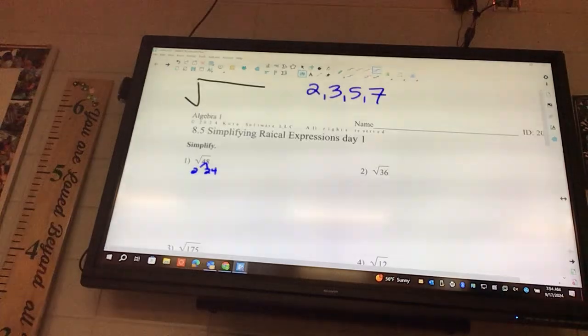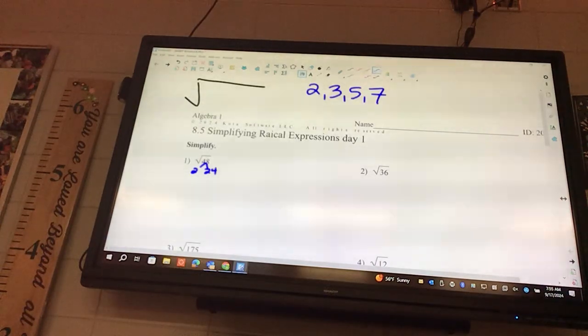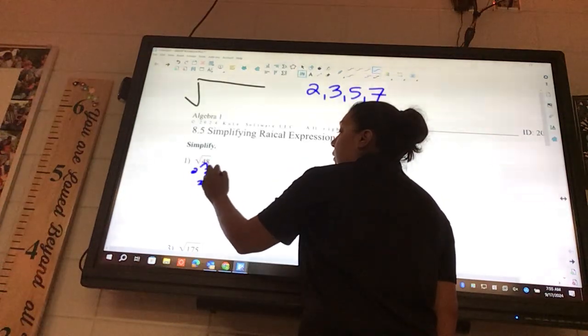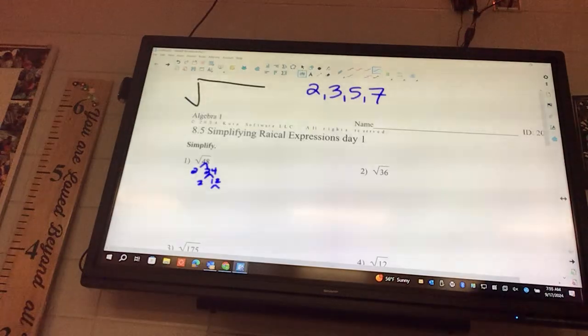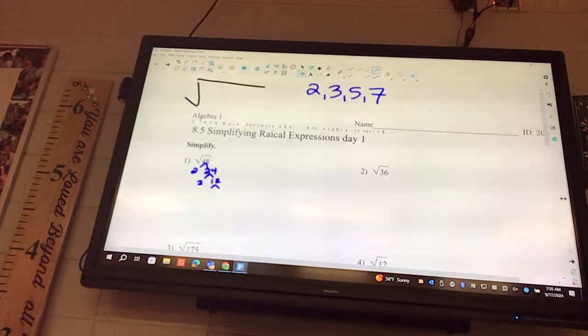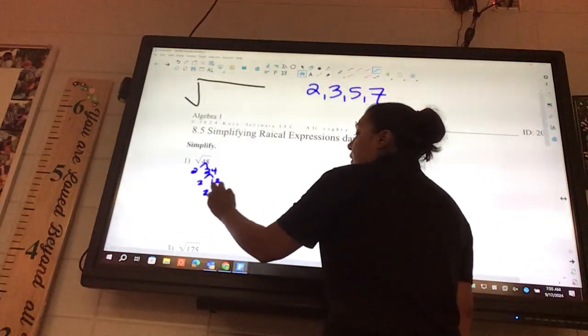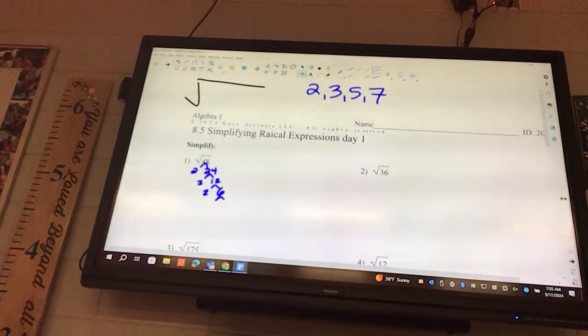Then you should still have the 24 on your calculator, so you can hit divided by 2. Does that work? What did it give you? 12. So the 24 goes to 2 and 12. Then we're going to check the 12. Click divided by 2. 6. So it's going to be 2 and 6. Then check 6 divided by 2. 3.